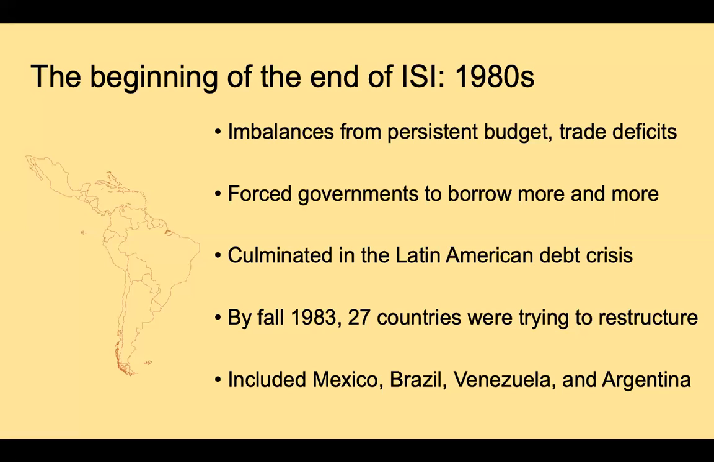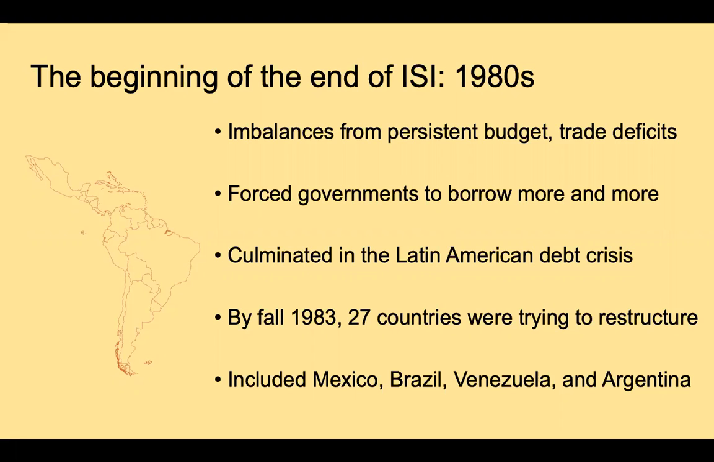And this eventually culminated in what we call the Latin American debt crisis. And the Latin American debt crisis is really sort of the end of the road for ISI, because it did signal the decline and the collapse of the model, because it relied so much on government spending that was fed by debt. And so by 1983, 27 countries were trying to restructure their debt. And these included Mexico, Brazil, Venezuela, and Argentina.